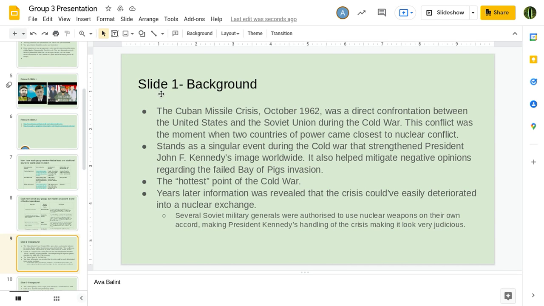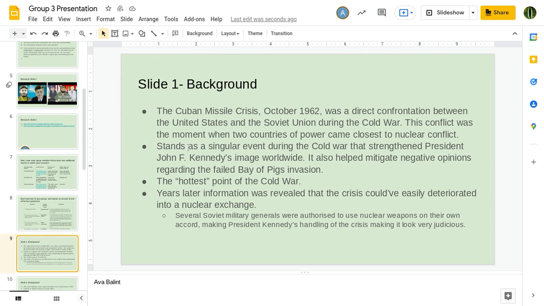All right, so slide one, background. The Cuban Missile Crisis of October 1962 was a direct confrontation between the United States and the Soviet Union during the Cold War. This conflict was the moment when two countries of power came closest to nuclear conflict.